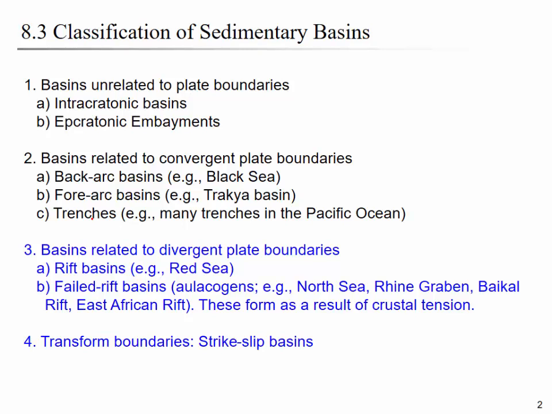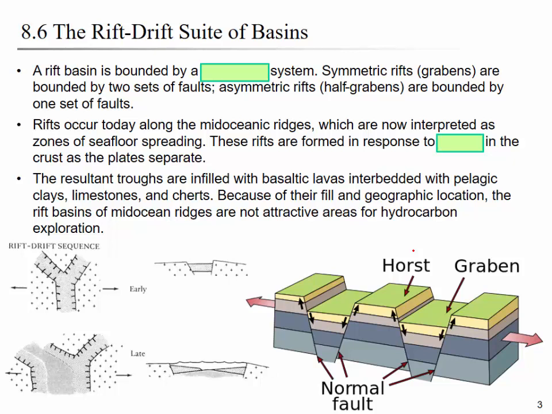Today, we'll talk about the basin related to the divergent plate boundary. So this is basically the ridge, so that the plates are diverging from each other. So there's a tension force between these two plate boundaries. Then we'll talk about the transform boundary, the structure.